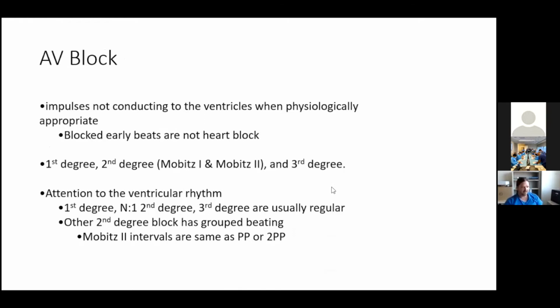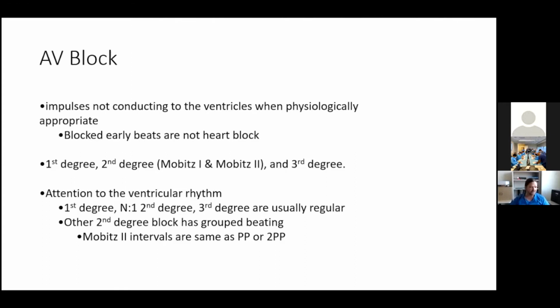AV block, which we'll talk about first, is when impulses aren't conducting to the ventricles when physiologically appropriate. Blocked early beats are not heart block. I'm going to bring this up a few times because this is one of the most commonly mistaken situations for heart block. Heart block itself can be first degree heart block, which doesn't block any beats, it's just a delay, second degree, and third degree heart block.